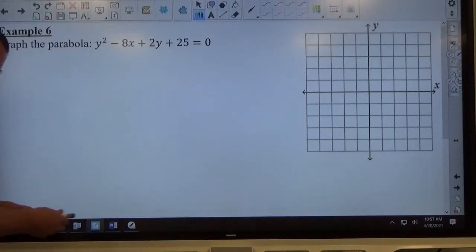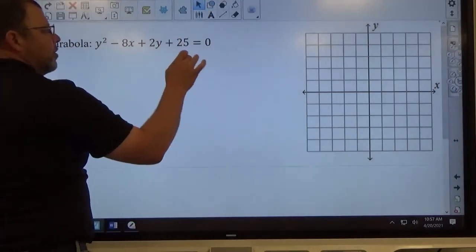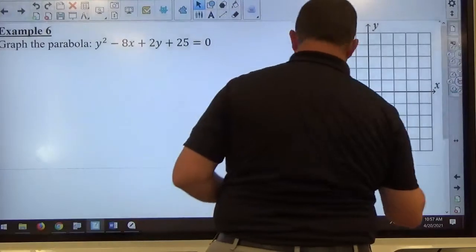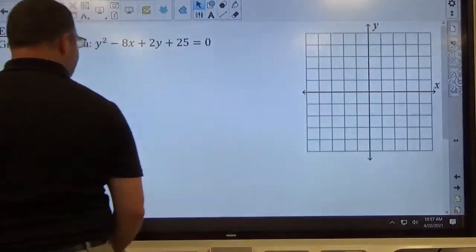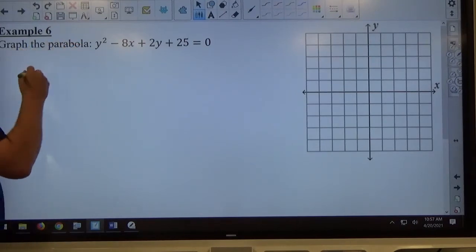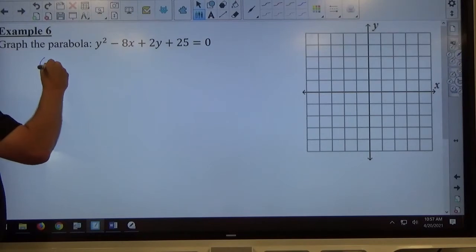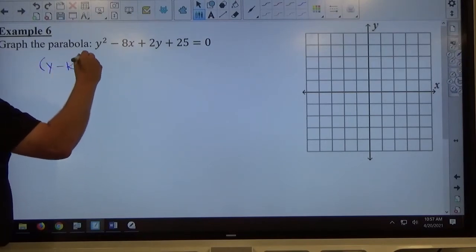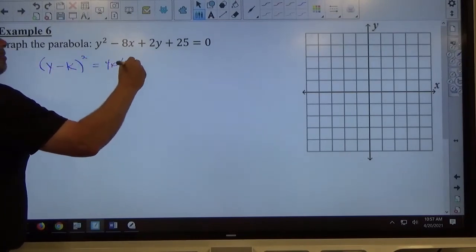Moving on to example 6, this is the same technique we just used a moment ago, except y is squared now instead of x. So again, if you recognize what's being squared, then you can make a determination what standard form we're looking for. So if y is squared, the standard form I want is the y squared standard form: y minus k squared equals 4p times x minus h.